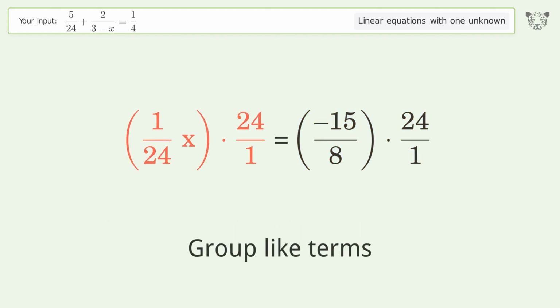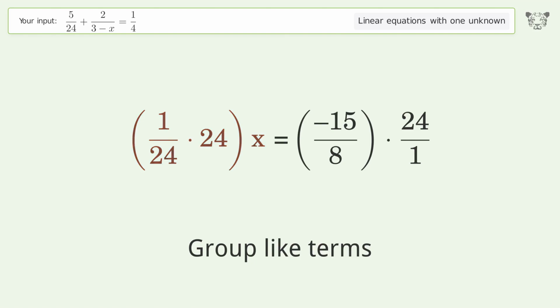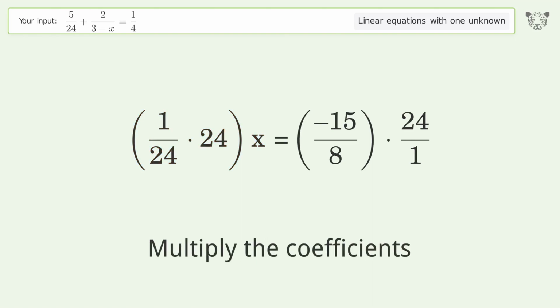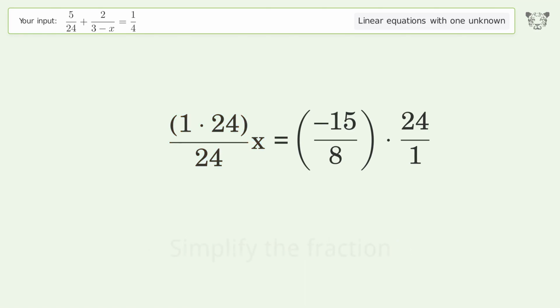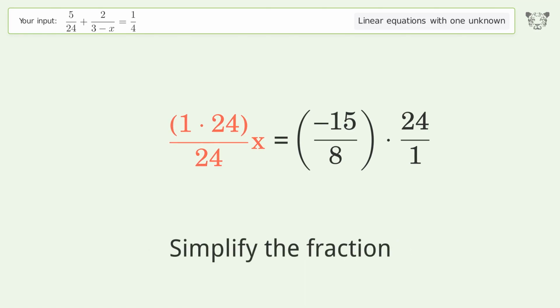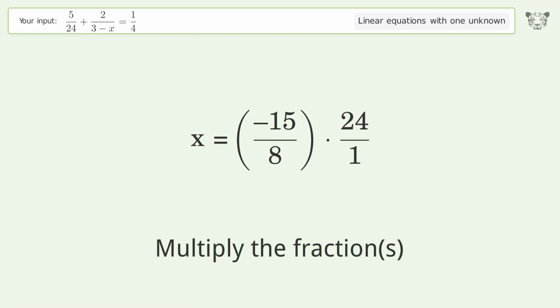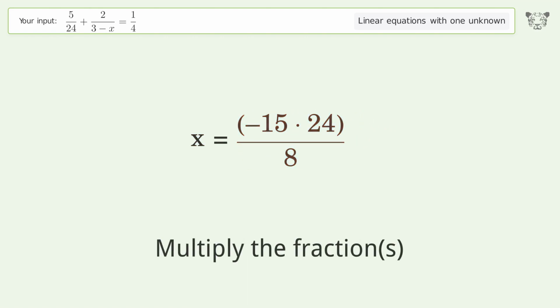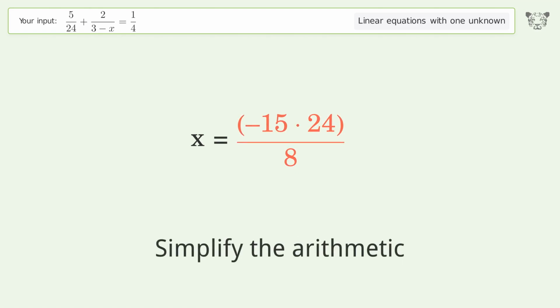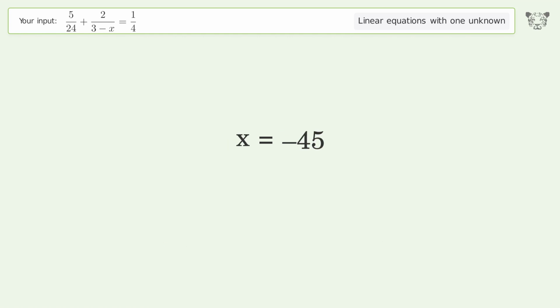Group like terms. Multiply the coefficients. Simplify the fraction. Multiply the fractions. Simplify the arithmetic. And so the final result is x equals -45.